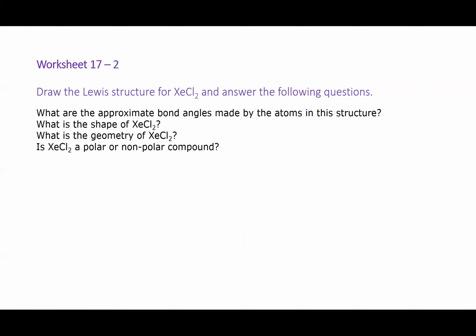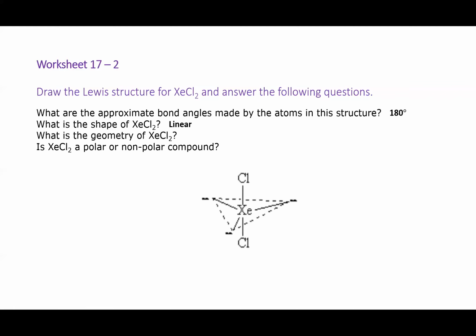So finally, what are the approximate bond angles made by the atoms of the structure? So taking this to be the most accurate representation of our structure, the two chlorines are about 180 degrees away from each other. So what is the shape of xenon dichloride? So if both these chlorines are about 180 degrees away from each other, this kind of looks like a line, right? So this would be linear.